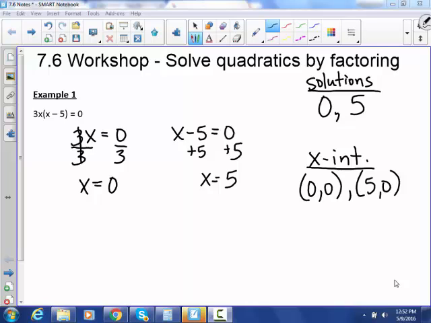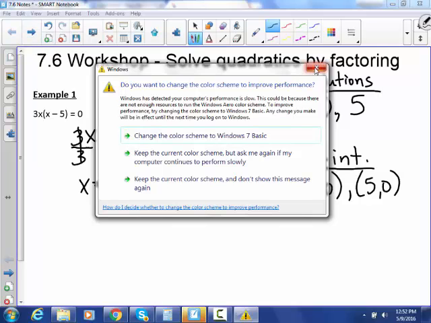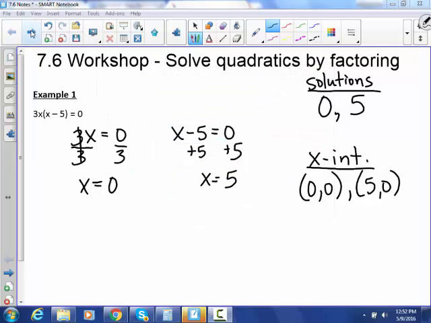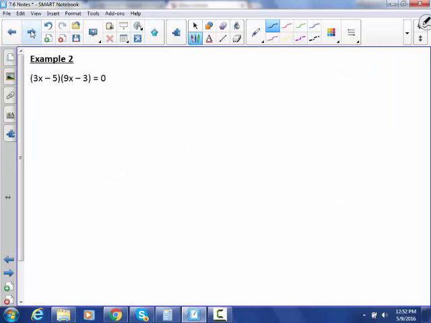Okay. So pretty easy, right? If it's already factored. Okay. Everybody ready for the next one? Yeah. All right. So again, this is already factored because I have parentheses. So I'm going to set each factor equal to 0. So what's in the two parentheses gets set equal to 0.